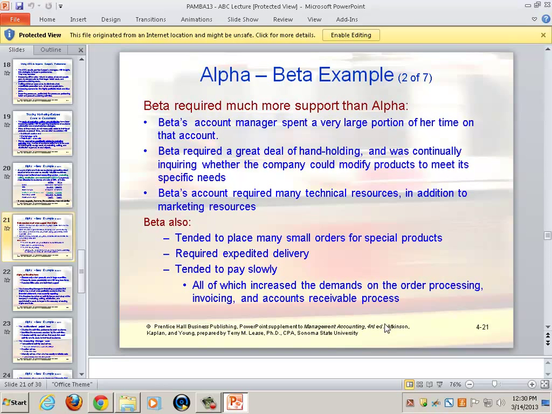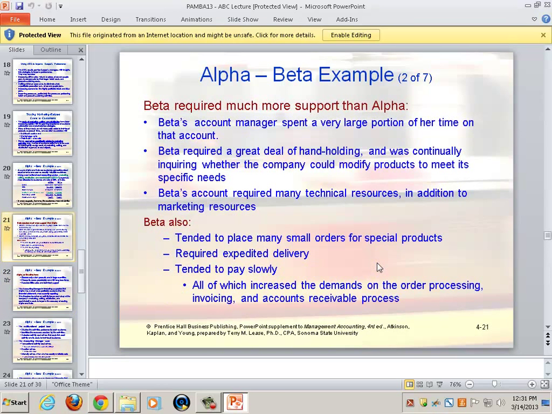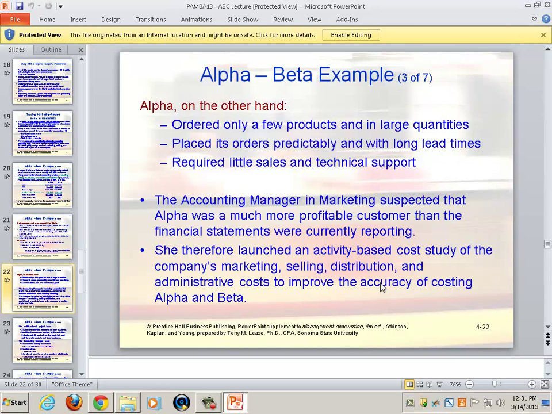They like expedited delivery time, pay slow. All of that is on older customer from health, deal customer. Only a few places with long lead times. For and technical support.